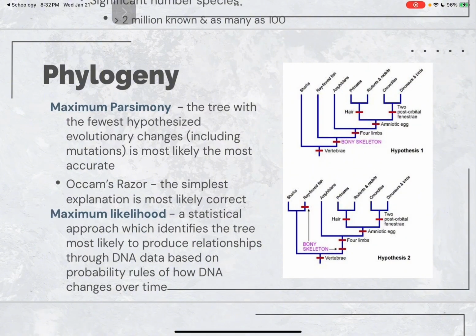Now we do have 2 different distinctions. We have maximum parsimony. This is the tree with the fewest hypothesized evolutionary changes, including mutations. And it's the theory that the one with the fewest evolutionary changes is most likely to be accurate. And this comes from Occam's razor, who again had this theory that the simplest explanation is most likely correct. So go with the simplest explanation. Whereas maximum likelihood is a statistical approach that identifies the trees most likely to produce relationships through DNA data based on probability rules of how DNA changes over time. So there's 2 different ways that we can look at phylogenetic trees and hypothesize which one is more accurate.